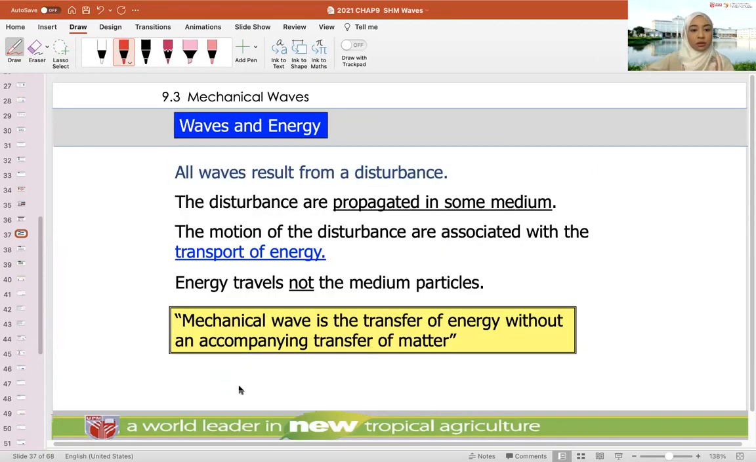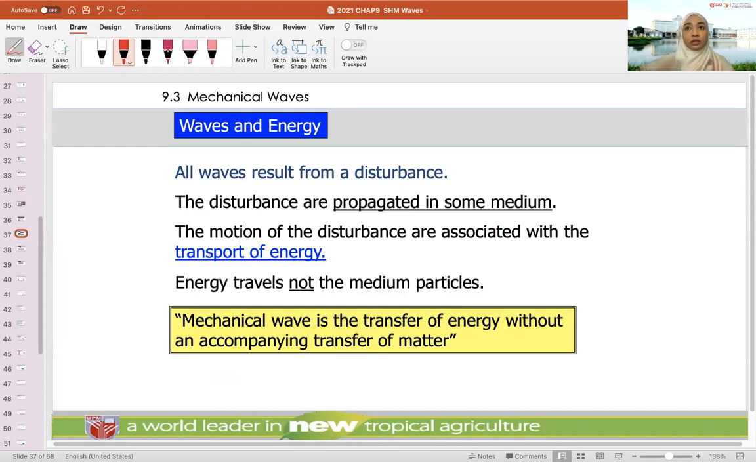Okay, so all waves result from a disturbance. So it starts from a disturbance and then it becomes a wave if it is repetitive. Disturbances are propagated in some medium, either it can be in air, it can be in water, it can be also in solid. So the motion of the disturbance is associated with the transport of energy.